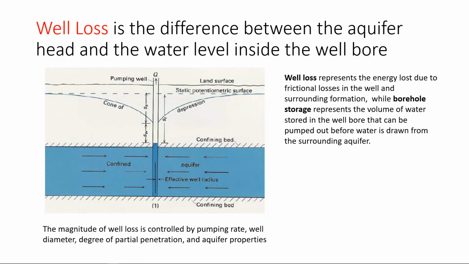Okay, another thing that you need to account for is something called well loss. Let's treat well loss as the difference between the aquifer head and the water level inside the borehole. So what does this mean? You see here, let's say this is my static potentiometric surface here.